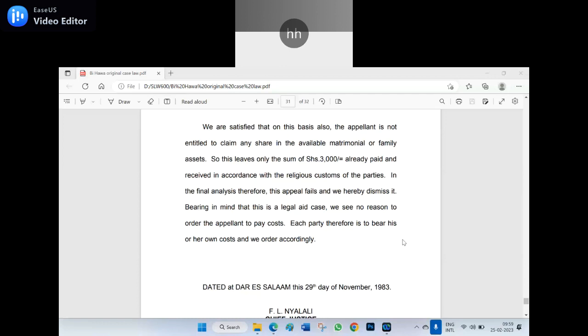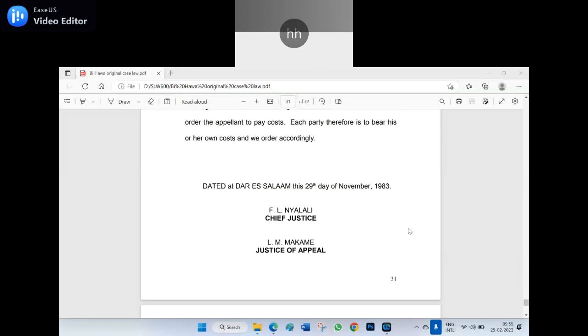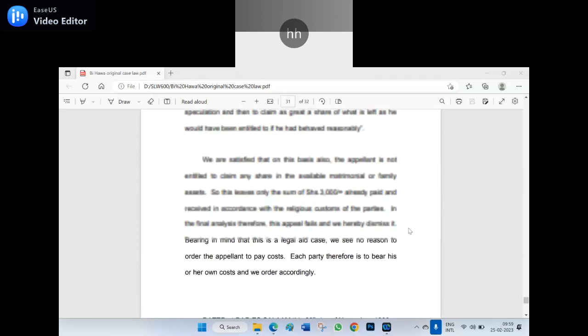Each party therefore to bear her own costs. Here the legal service authority made it so that they said no, we don't pay it. Each party has to pay their own costs. So, dated Dar es Salaam 29th November 1983, there is Nyalali Chief Justice and Makame Justice of Appeal, and these are the two benches. Two judges have given their judgment in this case law.